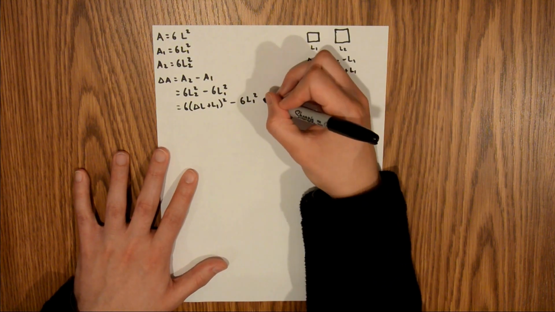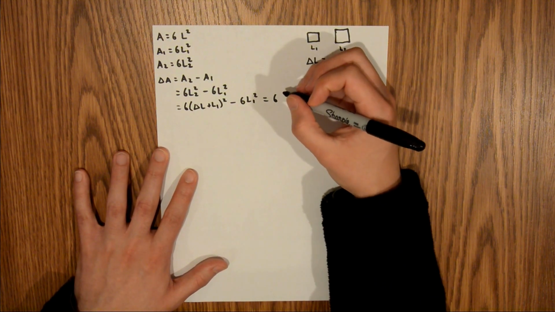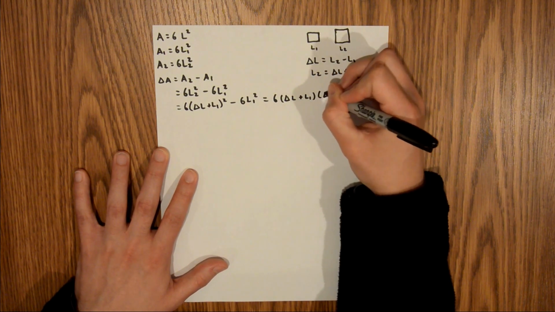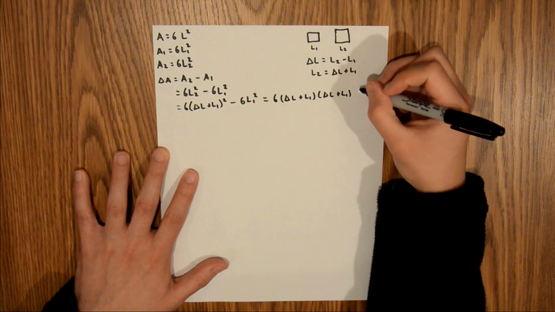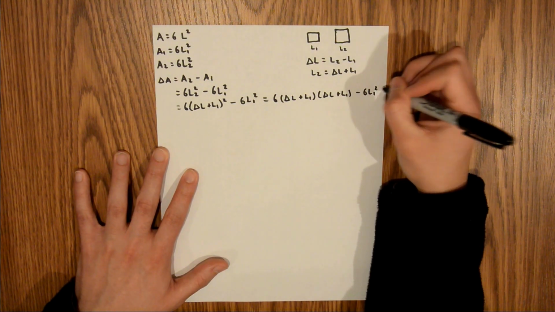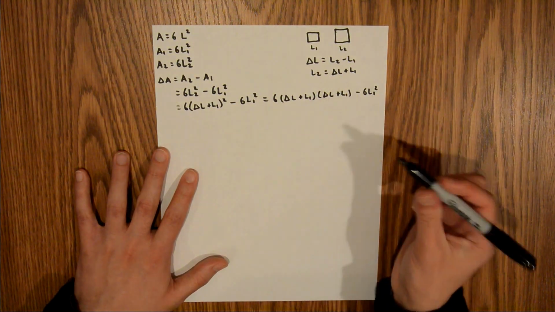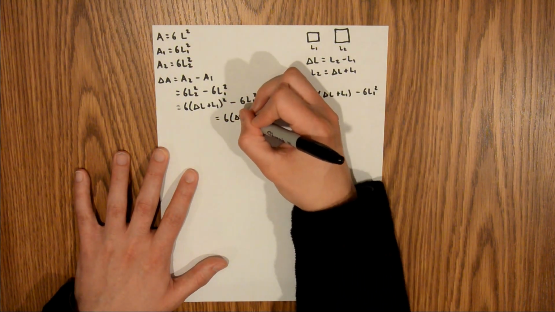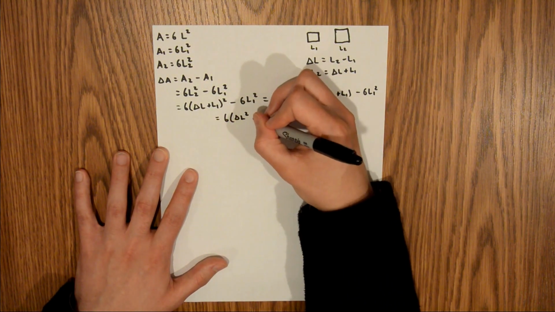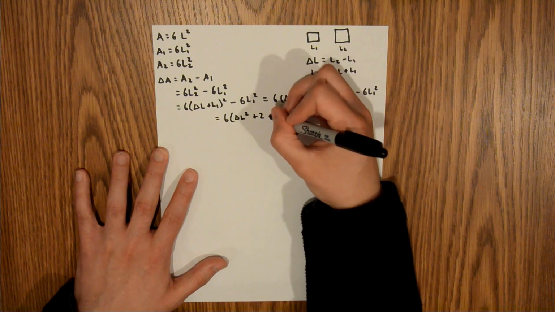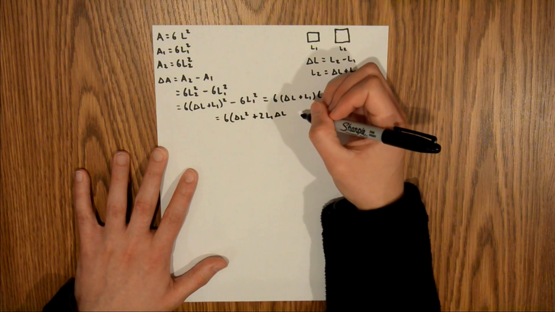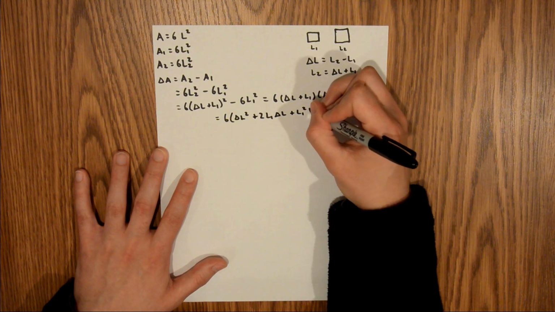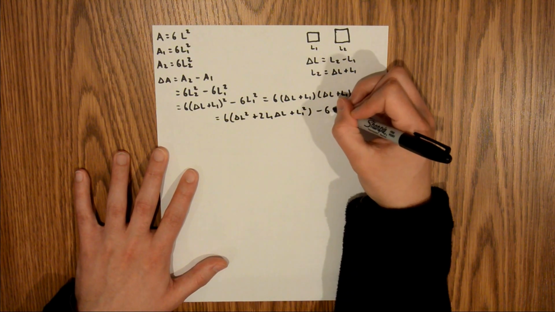Now I can expand this out a little bit. That's going to be 6 times (delta L plus L1)(delta L plus L1), minus 6 L1 squared. Now I'm going to multiply these two out. That's going to be 6 times (delta L squared plus 2 L1 delta L plus L1 squared), minus 6 L1 squared.